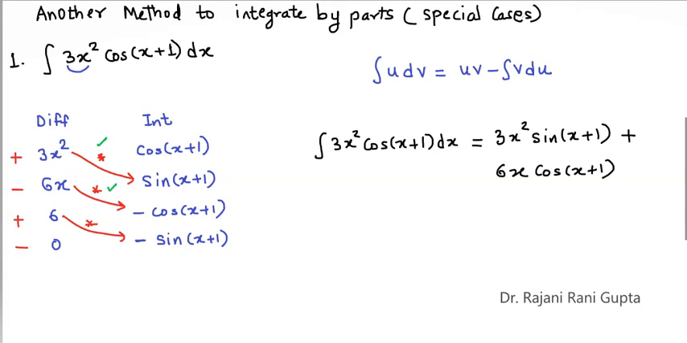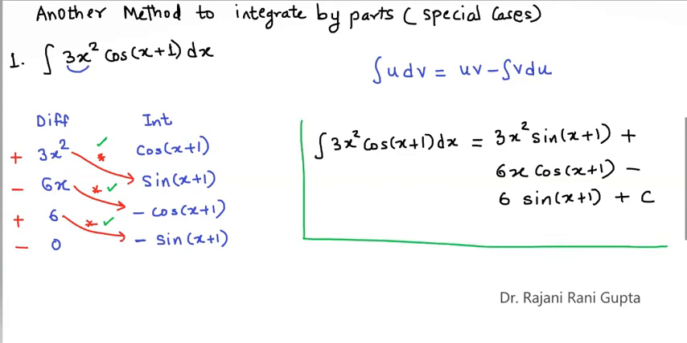Now the third one. Here the sign is plus, here the sign is minus. Plus and minus gives us minus. Let's multiply. 6 sine of x plus 1 plus the constant of integration c. So we covered all 3 arrows. So this is the value of integration by parts for this term. You can use the regular UDV method, but this is an optional method which is easy.